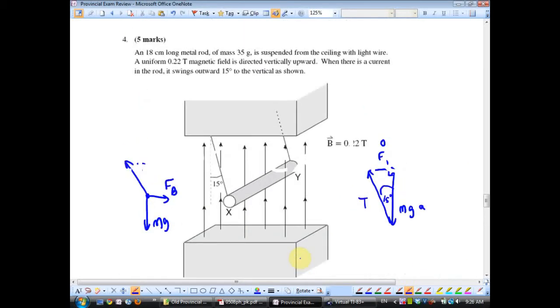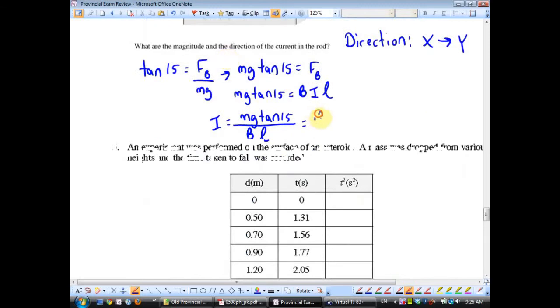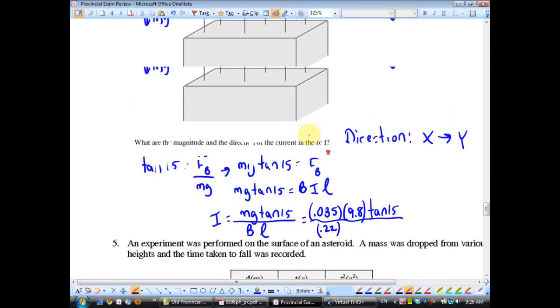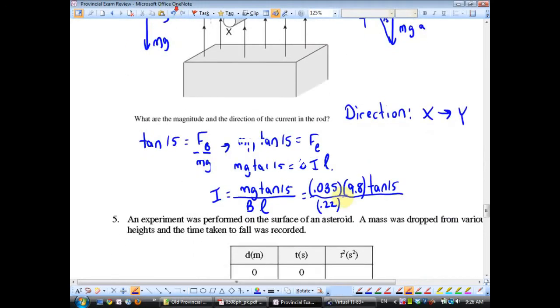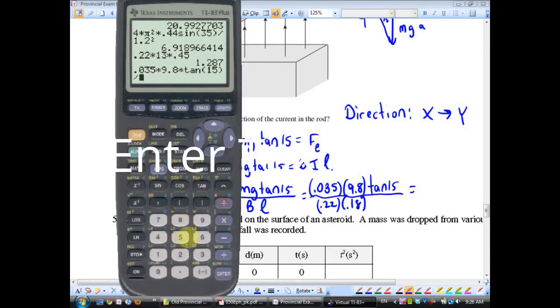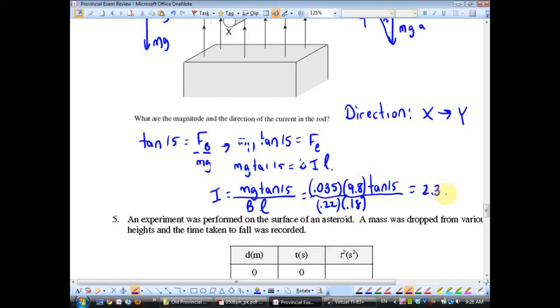Did they give me the mass? 35 grams, so 0.035. g is 9.8. Tan 15 divided by, did they give me the magnetic field? 0.22. Did they give me the length of this? Oh, 18 centimeters, so 0.18. 2.3 amps from X to Y.